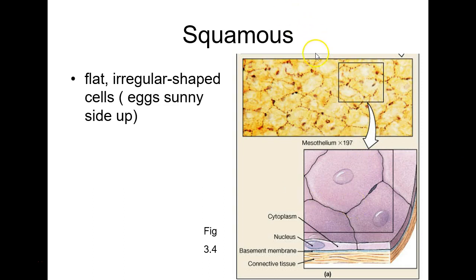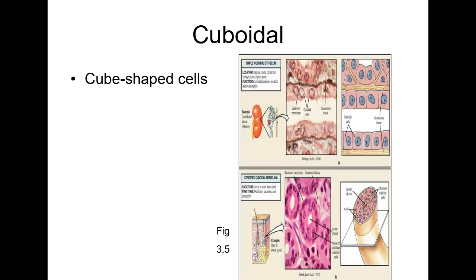I don't know why we put this golden one up here. It normally stains purple like this. And you can see nuclei in there, right? But if you see that effect, just call it simple squamous epithelium, okay? Now let's go on to cuboidal.